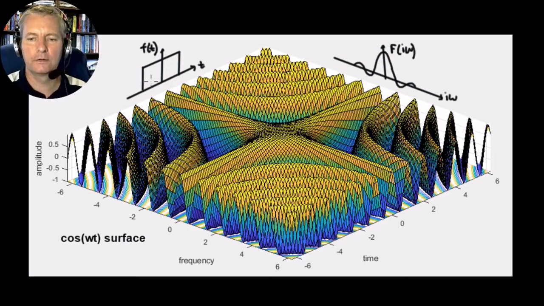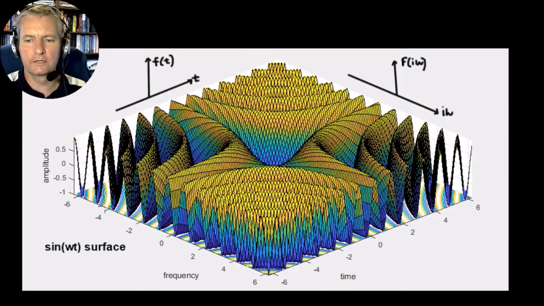Okay, so let's go ahead and look at the sine omega t surface and see what that looks like. So here is the sine omega t surface. Again, the time is along this axis, frequency along that axis, and again it looks very similar, but you can see that in effect this function here gives us our sine functions. Now along this axis we have our time, so this would be a function of time.